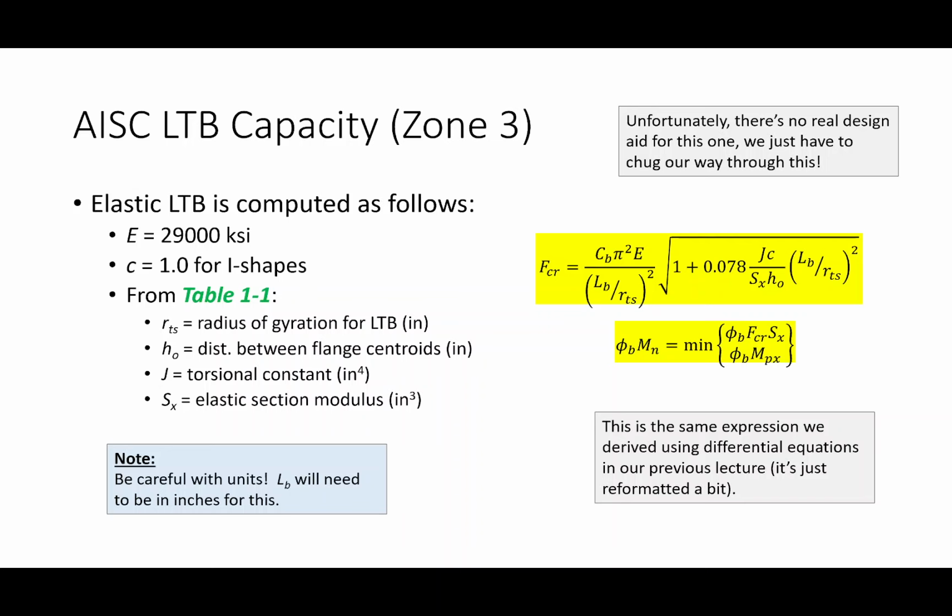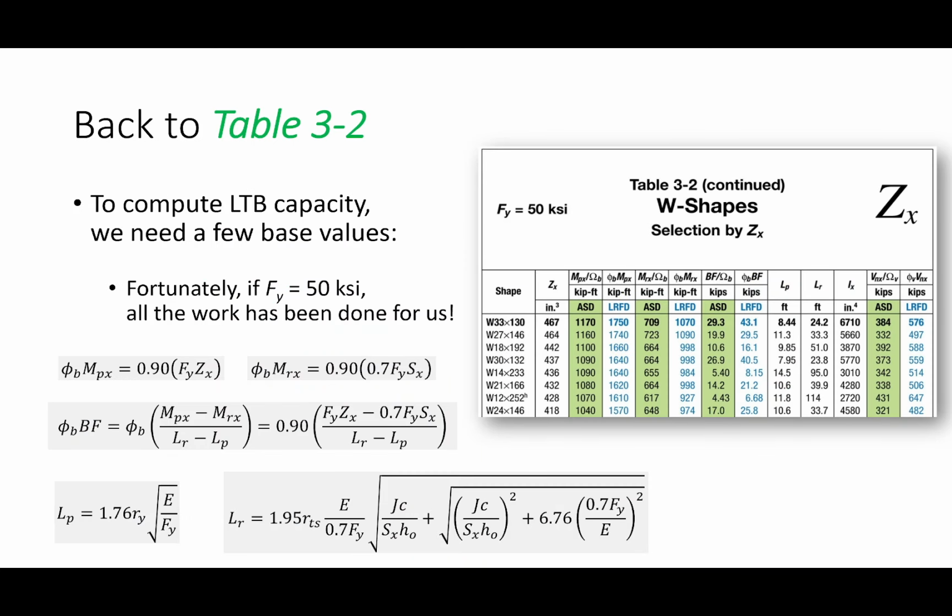All right, so far so good? Okay, so I threw a lot of terms at you, but I actually want to go back to Table 3-2, because remember what I said? I said by the time this semester's over, you'll know what every one of these terms are. Well, what do we have here? All we've looked at is these two and then this over here. Well, look, we have an FeMR, we have an FeBF, we have an Lp and an Lr. They're all there. So if you look at the shapes in Table 3-2, a lot of those base values for the LTB capacity, a lot of that work's been done for us. We don't have to compute FeBF. We don't have to compute this. We don't have to compute that. They're all listed. Okay? Does that make sense?